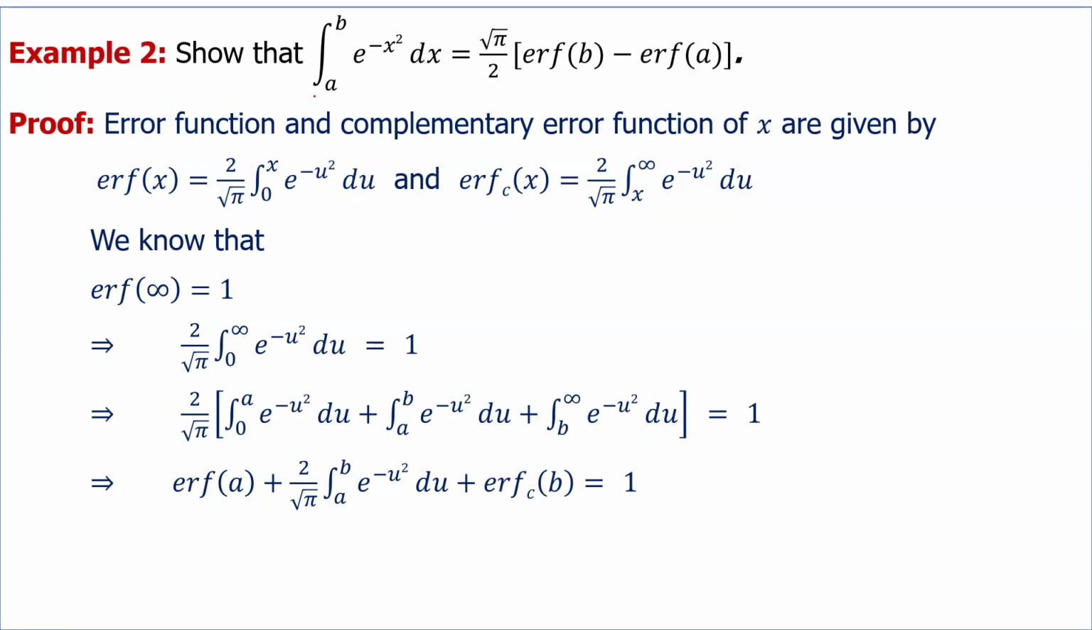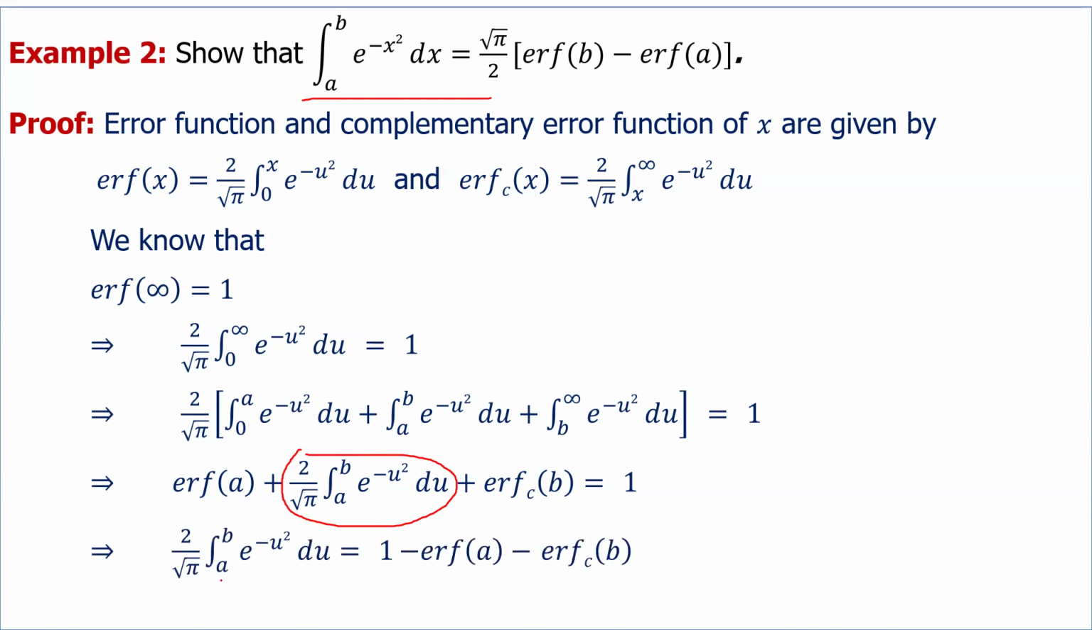And now as per the question, we have to calculate the value of this. So let us try to find out the value of this one. 2 upon root pi integration under the limit a to b of e to the power minus u square with respect to u is given by 1 minus, we transpose this to this side and this also to this side, 1 minus error function of a minus complementary error function of b.